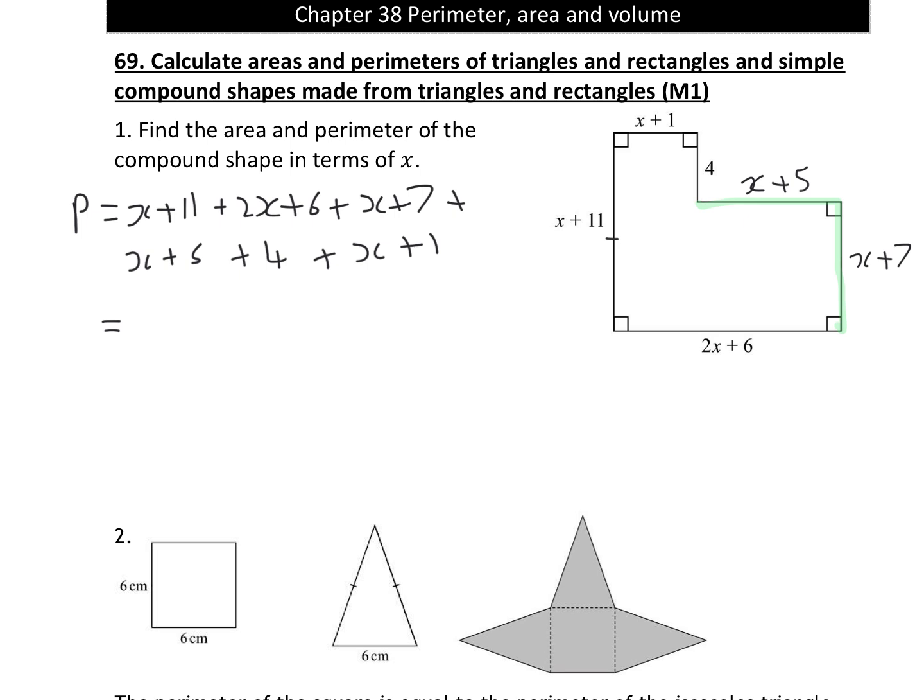Altogether, we've got how many x's? Collect those like terms. 1x, 2, 3, 4, 5, 6x. And then on the numbers, we've got 11 plus 6, 17. Another 7 is 24. Another 5 is 29. Another 1 is 30, and 4 is 34.